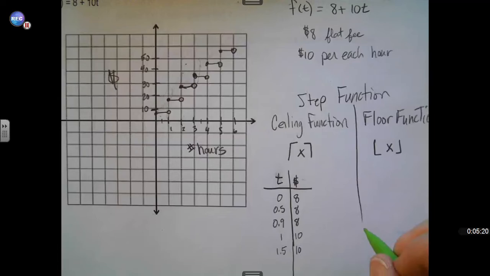Okay. So this would be a ceiling function because it jumps up. The floor function jumps down. Okay. And we'll look at examples of those.